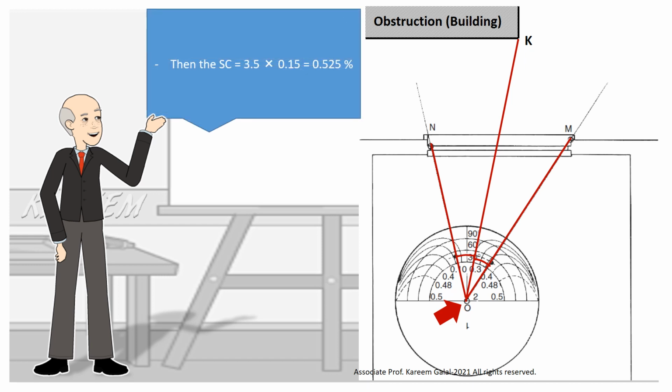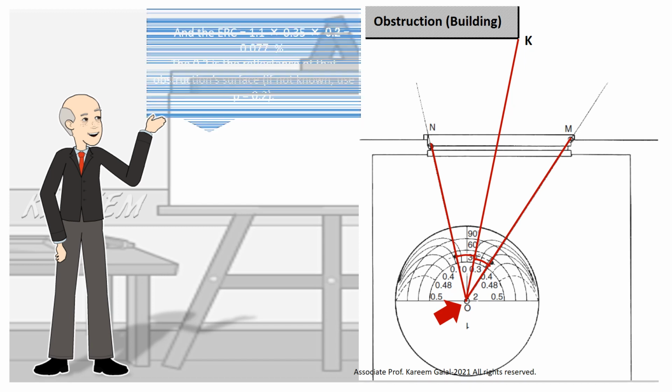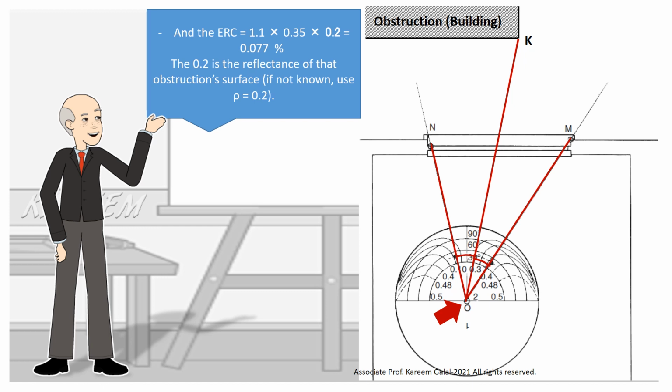Then the SC equals 3.5 times 0.15 equals 0.525%. And the ERC equals 1.1 times 0.35 times 0.2 equals 0.077%. The 0.2 is the reflectance of that obstruction surface. If not known, use ρ equals 0.2.